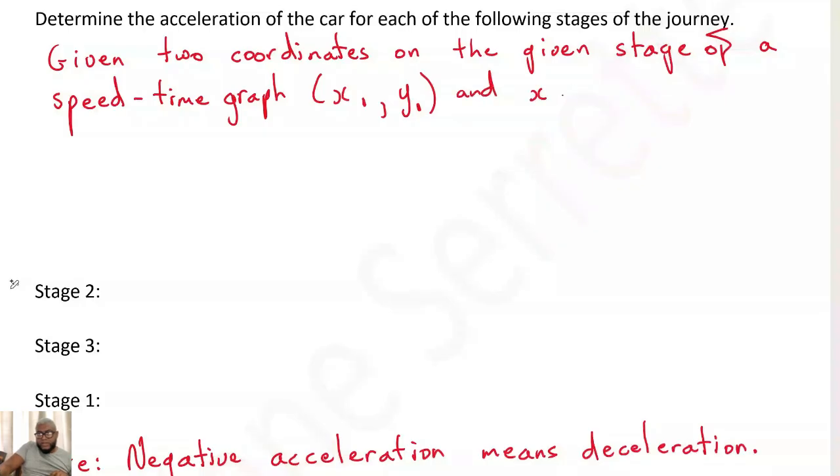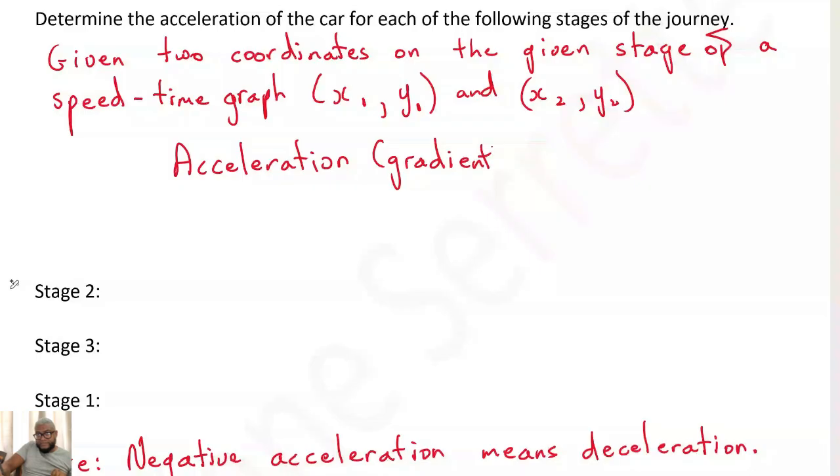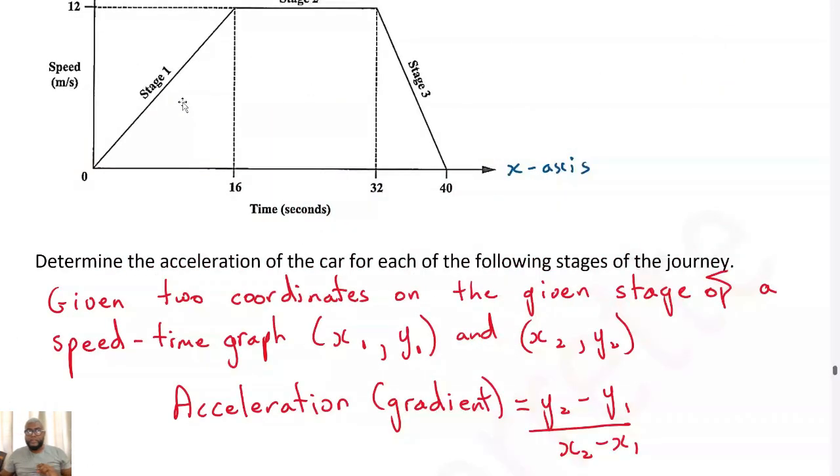and x2, comma y2. The acceleration, which is the gradient, is equal to y2 minus y1 over x2 minus x1, right? So I want someone to help me find 2 coordinates on stage 1, right?